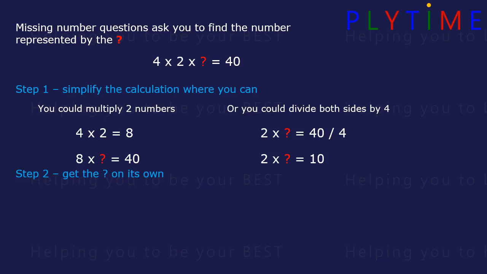On the first side, we want to get the question mark on its own, so we divide both sides by 8. On the left, we're left with the question mark. On the right, it's 40 divided by 8. In the second calculation, we divide both sides by 2. So we're left with the question mark equals 10 divided by 2. The answer, either way, equals 5. So the question mark equals 5.